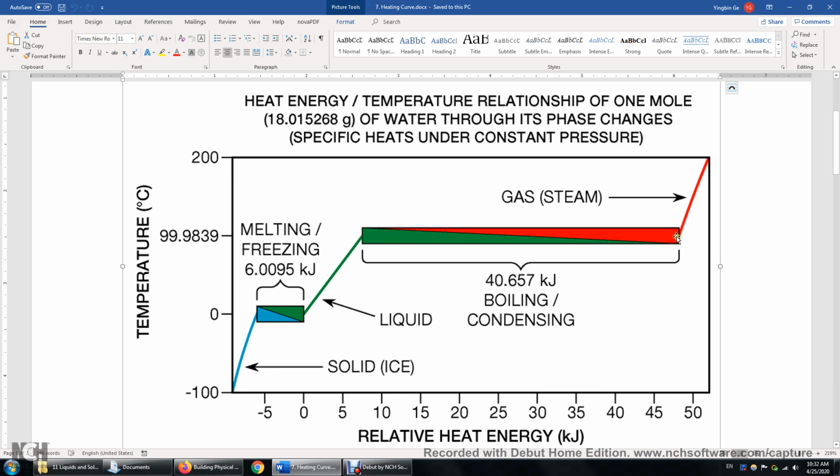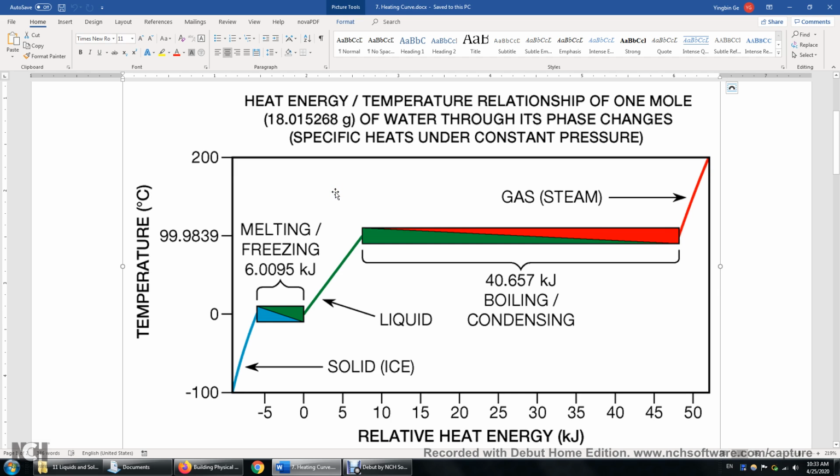Once all water is completely vaporized, now we can heat up the water vapor or the gas state of water from here to here, from 100 degrees Celsius to 200 degrees Celsius. So from here to here, roughly we need another 4 kilojoule of heat to increase the temperature of water vapor from 100 to 200 degrees Celsius.